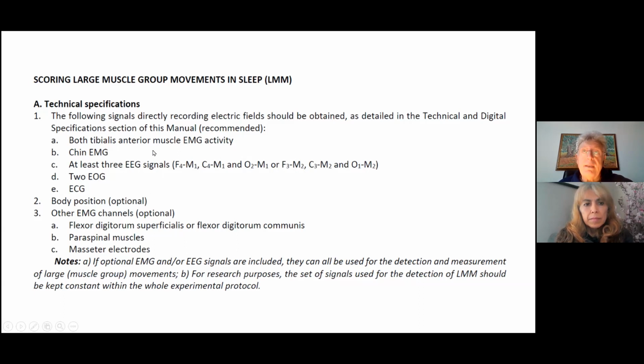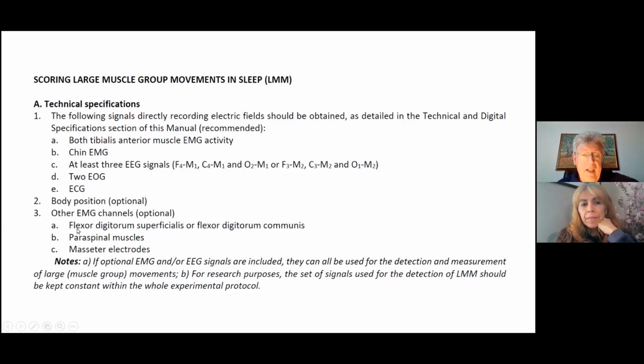As an optional signal, but if we have it, it is better to use it, we can have the body position. A change in body position, of course, occurs only with a large movement. So if we detect a change in the body position, we can make quite sure that there has been a body movement. Of course, if we have other EMG channels available, we can use them, even if they are not compulsory to score our LMM.